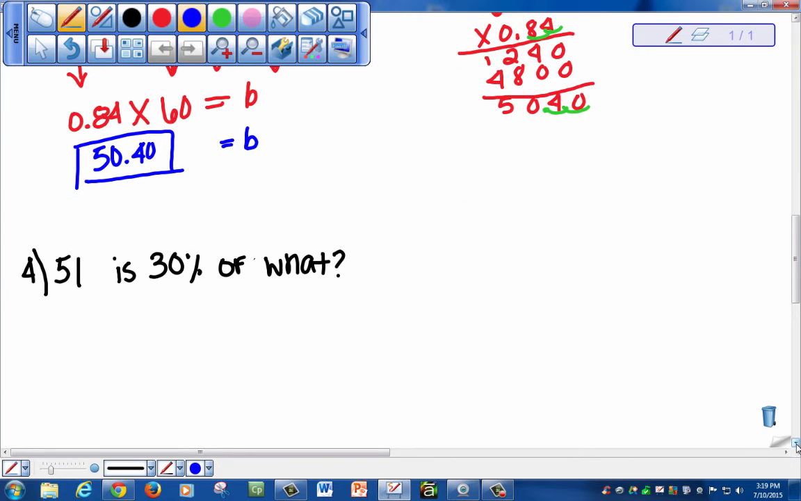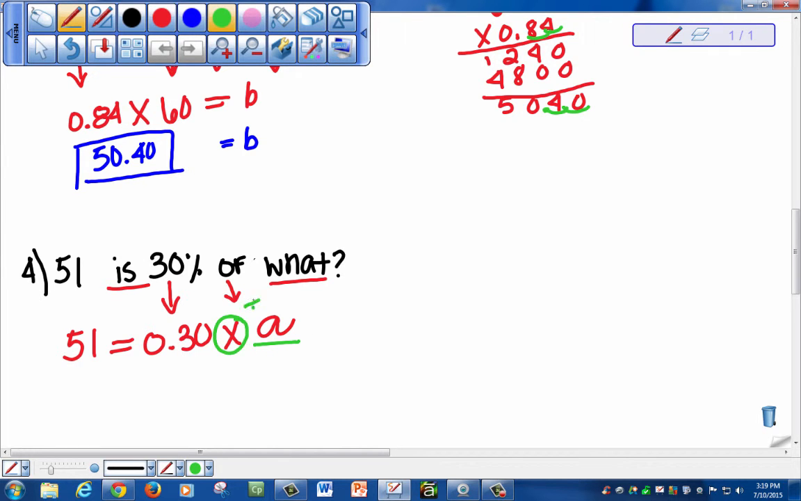Now for our last example. 51 is 30% of what? So we need to find the big number that we get 30% of. Well, let's do the same thing. Let's go step by step. We're going to bring down the 51. We know is equals 30%. We're going to change it to a decimal. Of is X. And then let's put just any other letter. In this case, I'm going to put an A. Now, we need to solve for A, so we need to leave it by itself. We have to do the opposite of multiplication, which is division. So we're going to divide both sides by 0.30. Once we divide, it becomes 1, so we only have the A by itself.